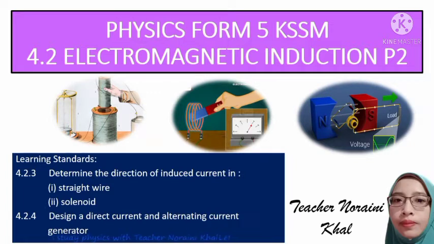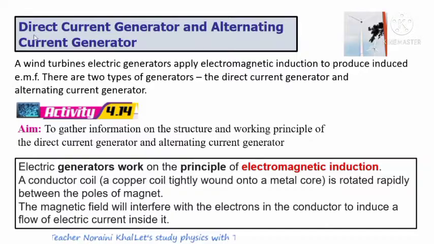So now we continue 4.2 Electromagnetic Induction Part 2. Now we go to the next part, DC generator and alternating current generator. If you look at this one, this is a wind turbine, an electric generator. These electric generators apply electromagnetic induction to produce induced EMF. There are two types of generators, DC generator and alternating current generator.